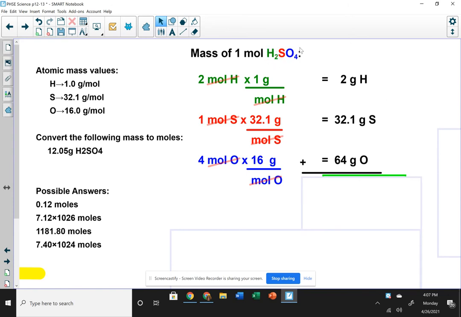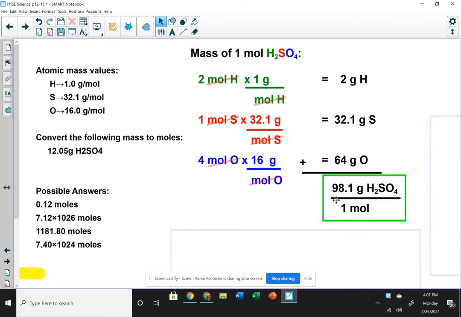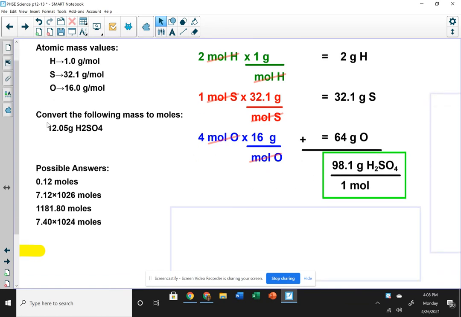So in sulfuric acid, this is the weight of the hydrogen, the sulfur, and the oxygen. You add those all up and you'll get the weight of 1 mole of sulfuric acid. When I add those all up, I get 98.1 grams of sulfuric acid in 1 mole. So if I have 98.1 grams of sulfuric acid, I have 1 mole, which means I have 6.02 times 10 to the 23rd molecules.